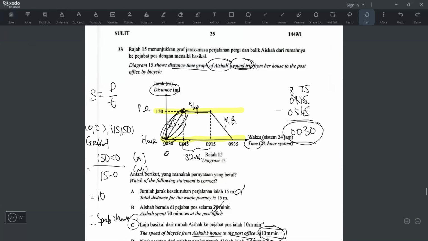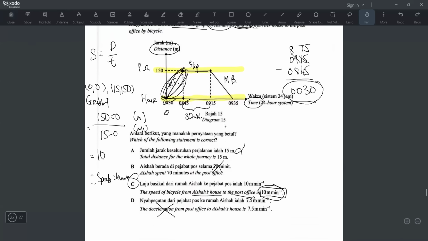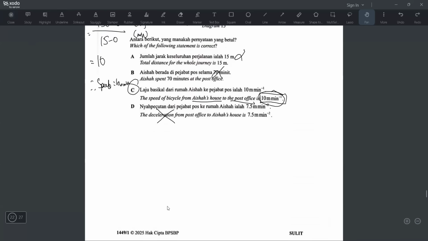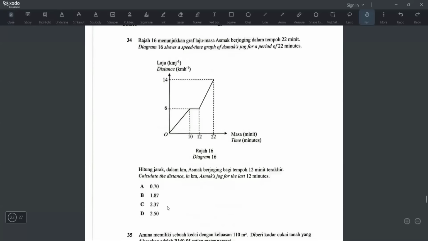Okay, kalau nak cari speed guna gradient lah. Kalau cari distance kita tengok y-axis. Alright. Acceleration, deceleration is only for speed time graph. Okay, that's all. Alright, 34 is also the same chapter as the last question.